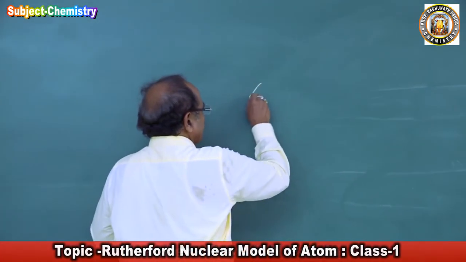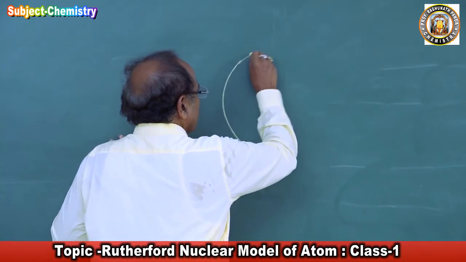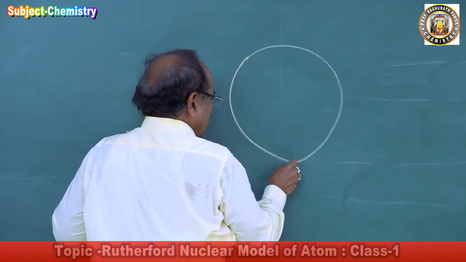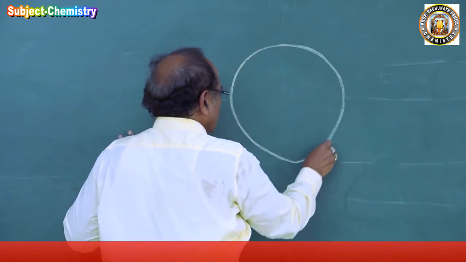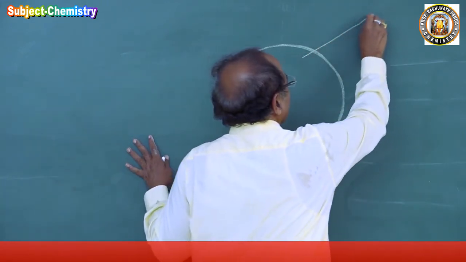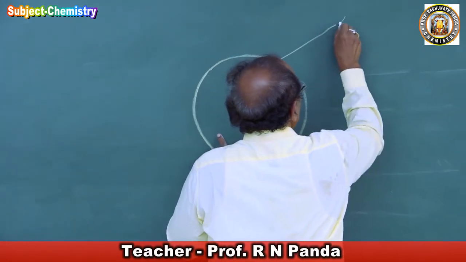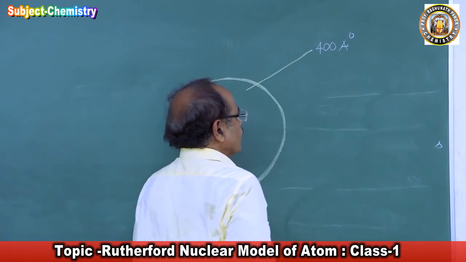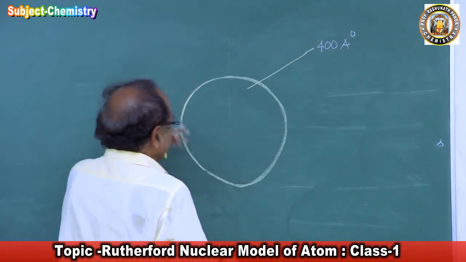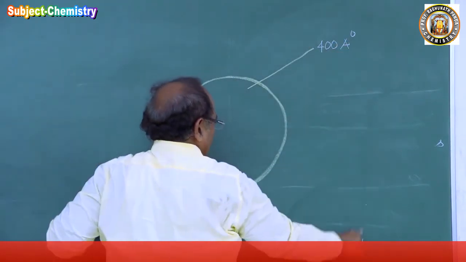The gold foil was taken, of about 400 angstrom unit thickness. It is this small. Then what he did, he covered this all around in a box.